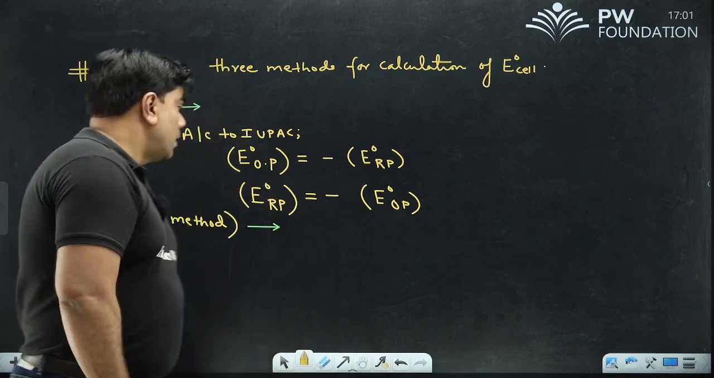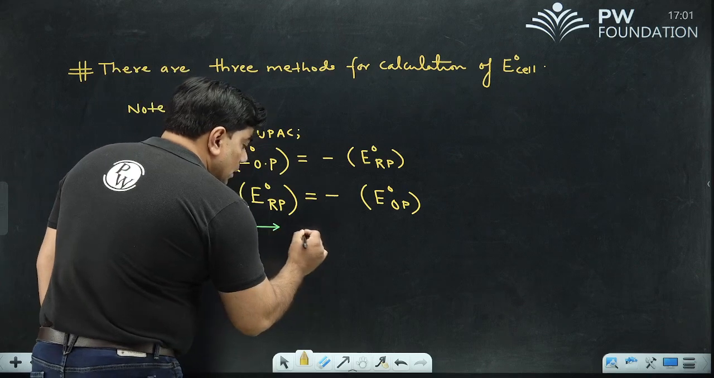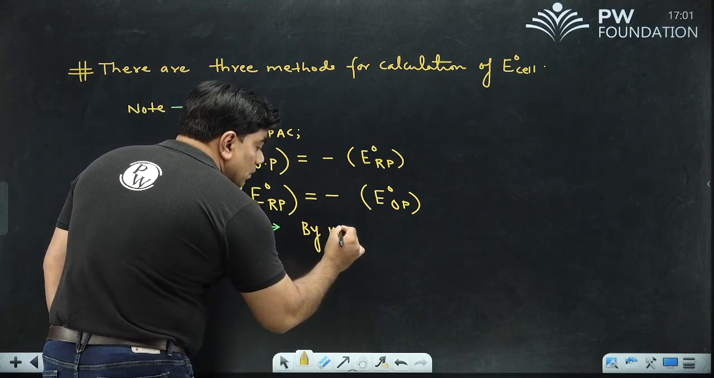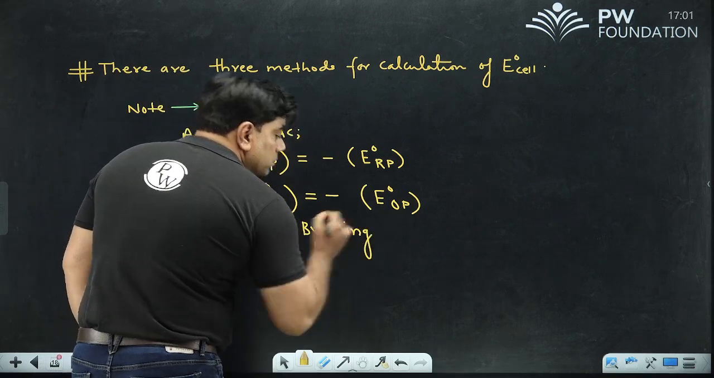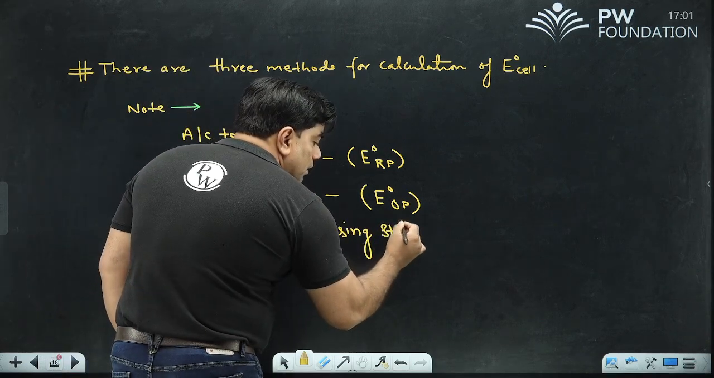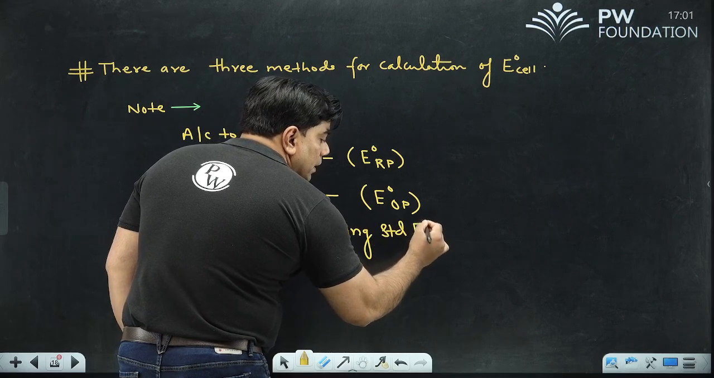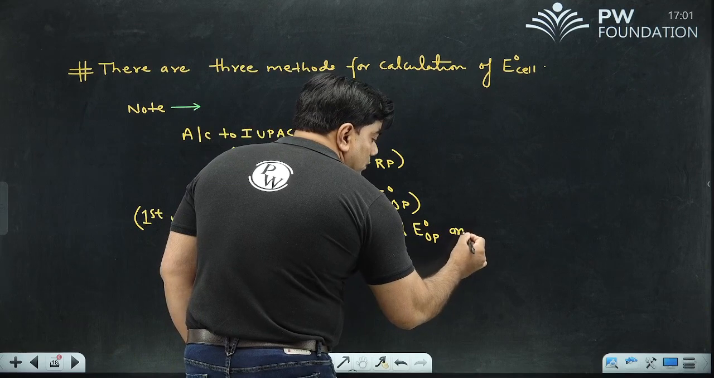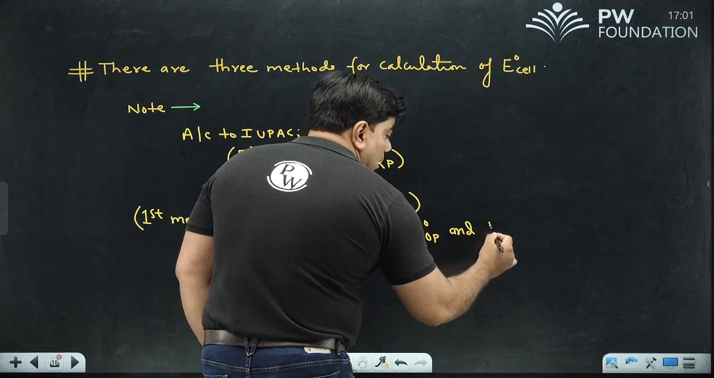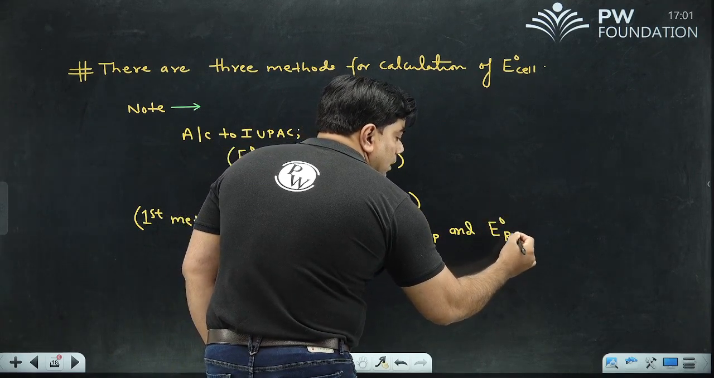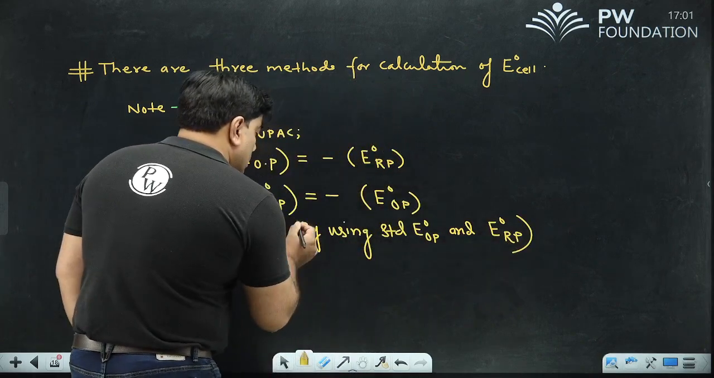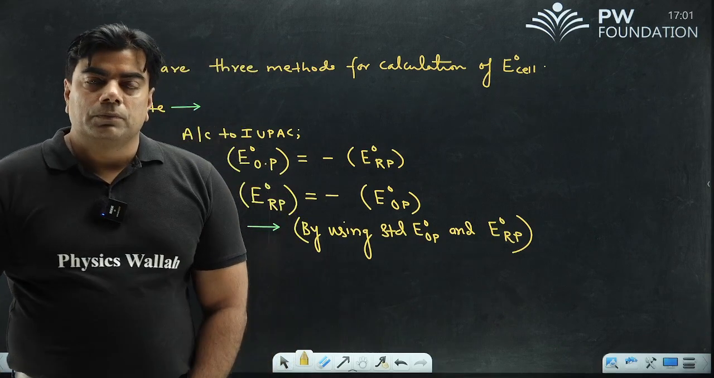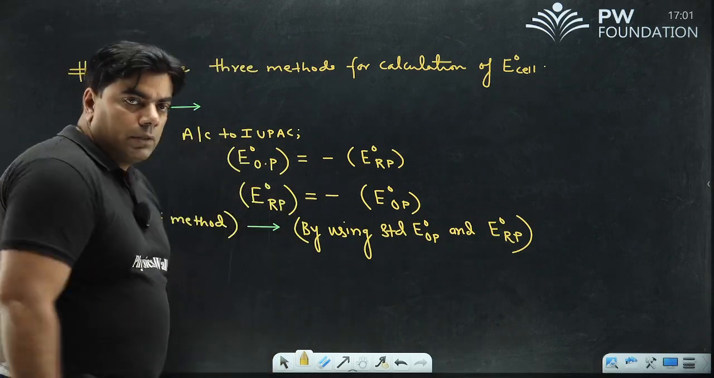See carefully what I want to say. By using a standard oxidation potential and a standard reduction potential. This is the first method.